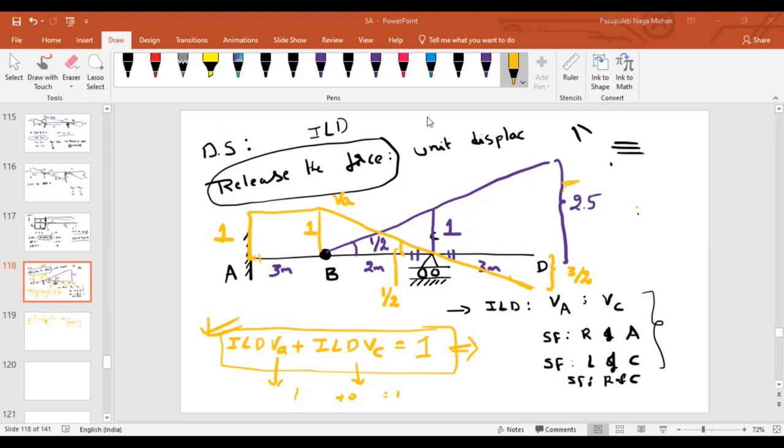So after drawing VA, can I erase some of these things so that I can write it down easily? Yes.